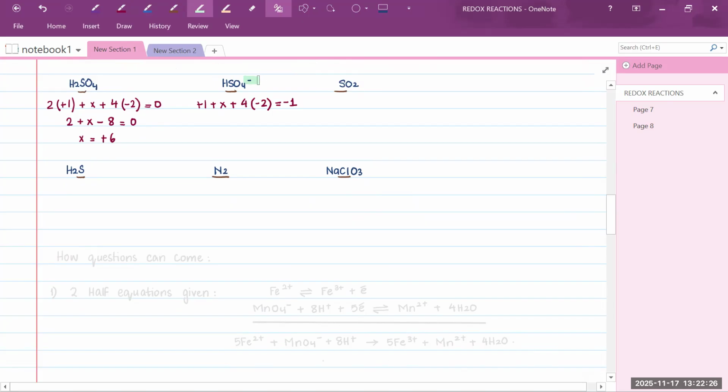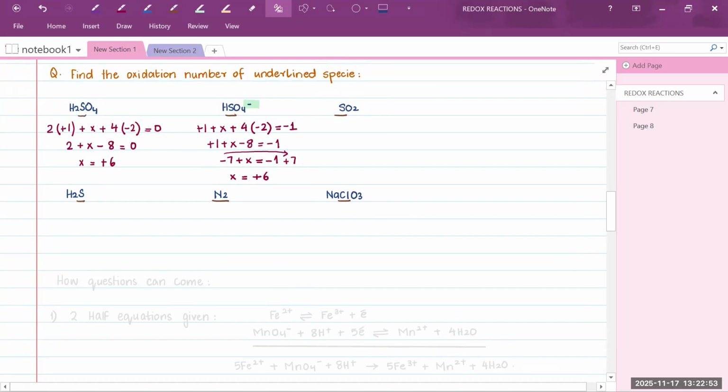You have to be very, very careful with this. So +1 plus x minus 8 is equal to -1. -7 plus x is equal to -1. X is equal to, this will convert it into +7, right? And we'll have the oxidation number of +6 on sulfur.